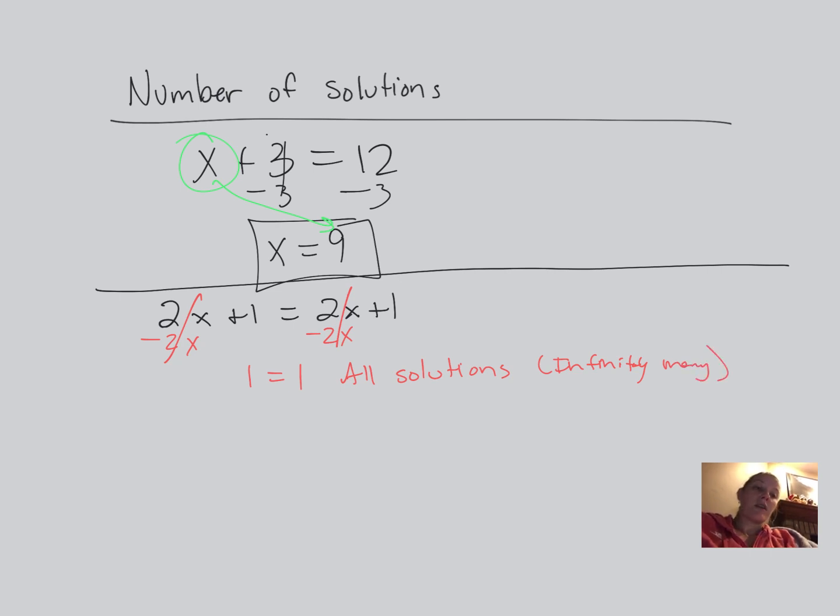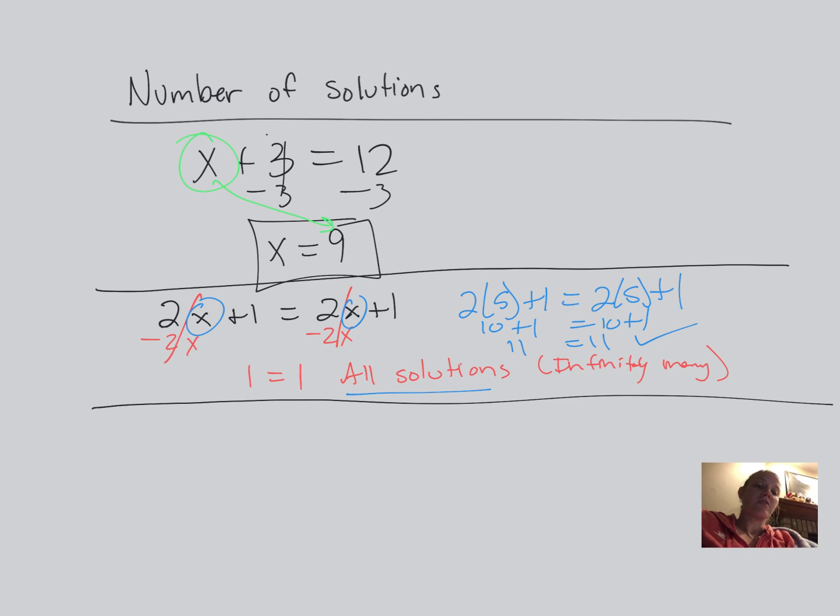And I can check this because if it says all solutions, that means I can pick any number I want for x, and it should be true. So let's pick 5. I'm going to plug 5 in for this x and 5 in for this x, because x is the same. x is x. So if I say x is 5, then it means all x's are 5. So 2 times 5 plus 1 equals 2 times 5 plus 1. This would be 10 plus 1 is equal to 10 plus 1. Does 11 equal 11? And it did. So no matter what number I'm plugging in for x, this is going to work because it is all solutions. That's what it means to be all solutions. I can pick any number I want for x and it's still going to work.